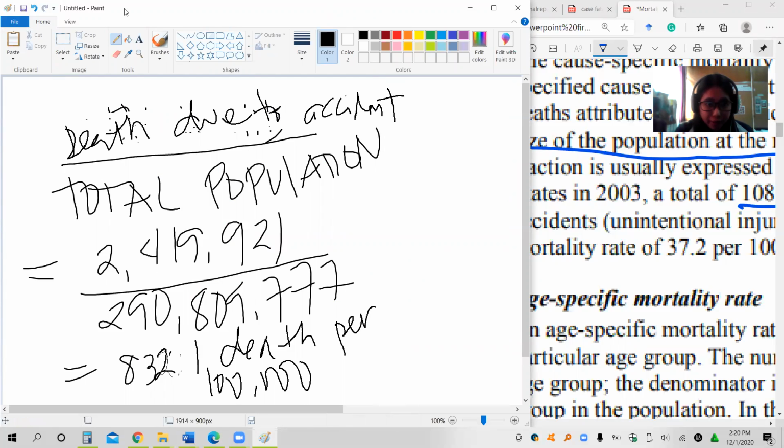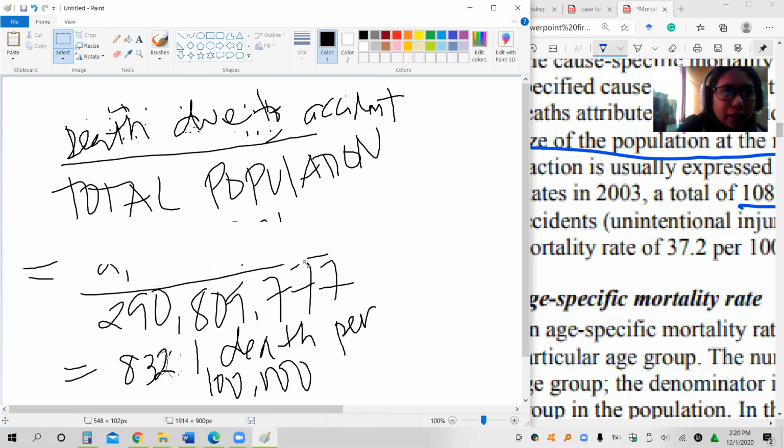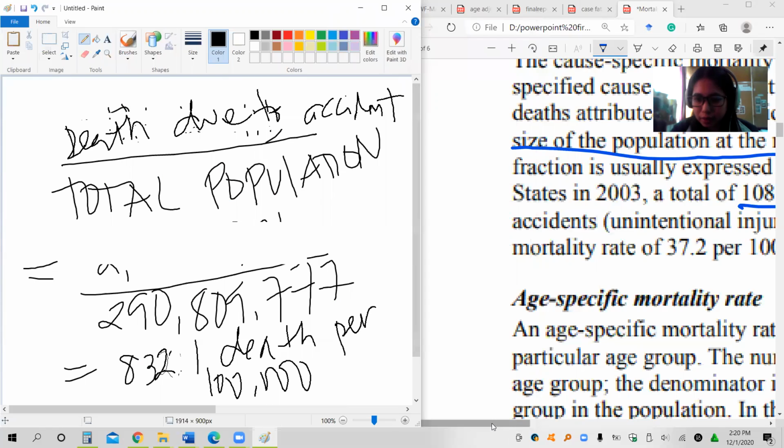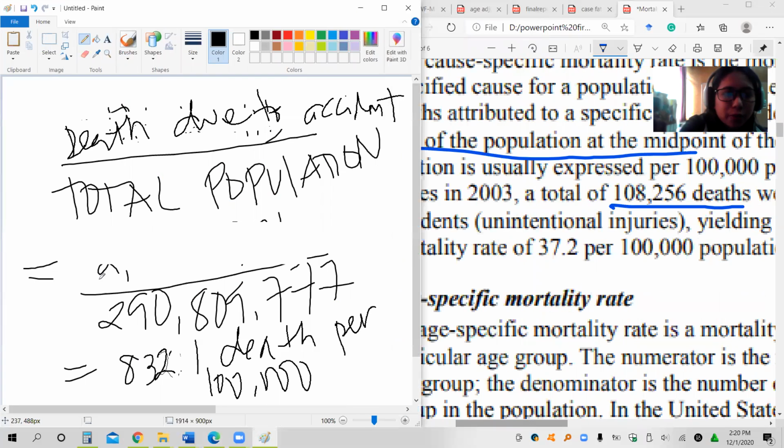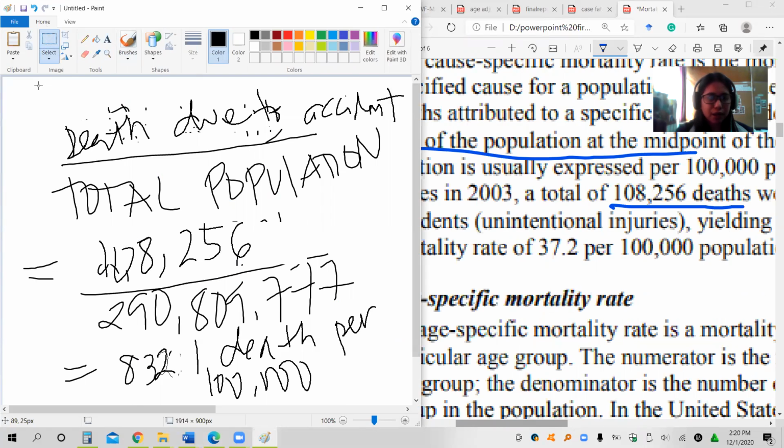Okay, and then we will also replace the value here. So instead of using 2 million, this will be replaced with the value 108,256. So let us calculate this value.